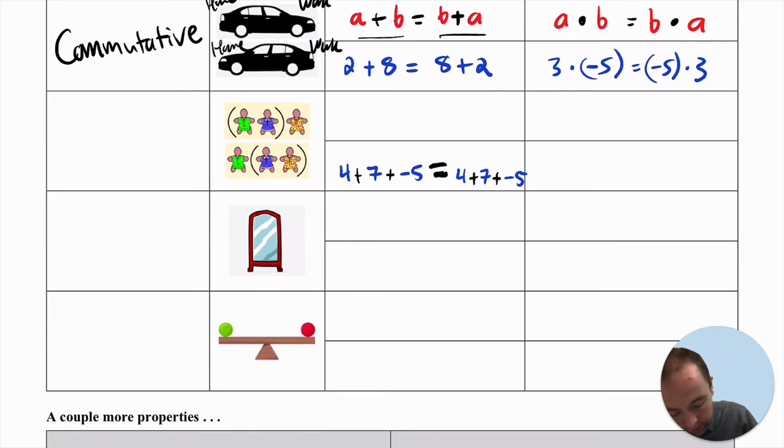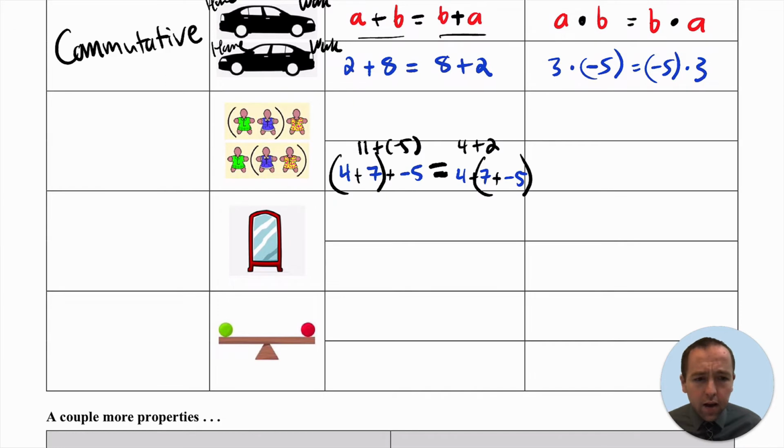It turns out that if I were to do 4 plus 7 first and then add the negative 5, versus if I did 7 plus negative 5 first and then add the 4 with the result of that, you're always going to get the same thing. I'm just changing which numbers I add together first, changing the grouping symbols. It always works out because this becomes an 11 plus negative 5 problem, 4 plus 7. And the other problem becomes a 4 plus 2 problem, because 7 plus negative 5 is 2. But on either side, 11 plus negative 5 is 6 and 4 plus 2 is 6. So you're always going to get the same answer in those cases.